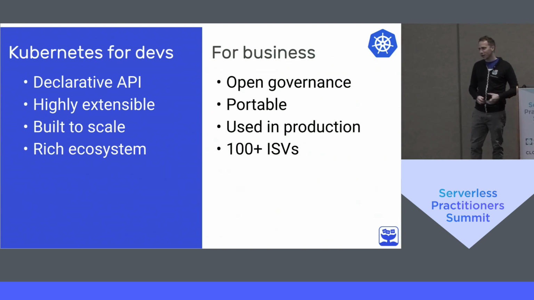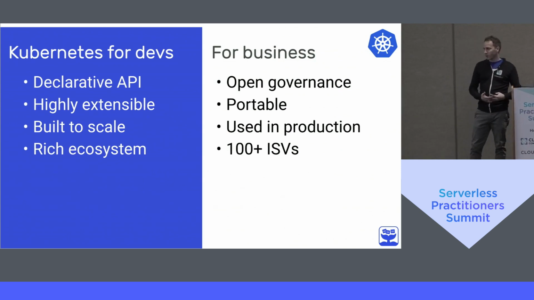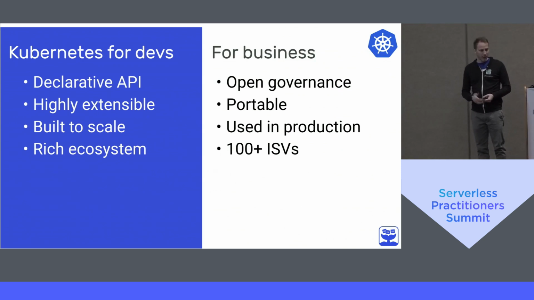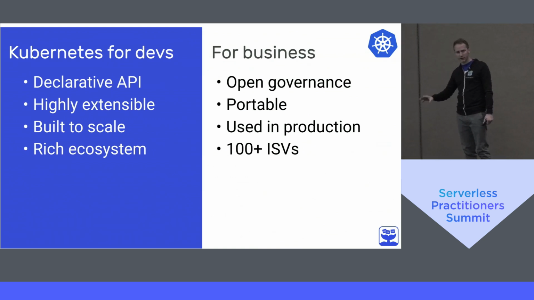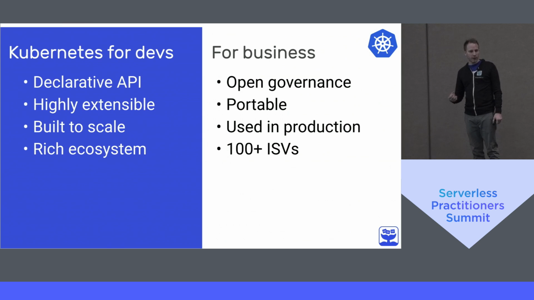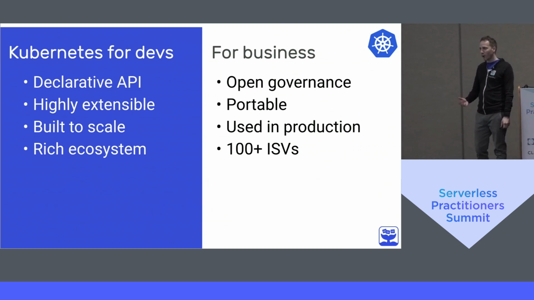Now, businesses can benefit from the open governance. So this project was originally created at Google, as we know, but now it's at a place where people can be held to account, and that is very important for some companies. It's portable, so we can run that in different environments. Gartner recently changed their multi-cloud advice from deploying to multiple clouds at the same time to using Docker containers, because they give you a level of portability. And because it's used in production, that means there are companies that are ready to stand by you and support you.